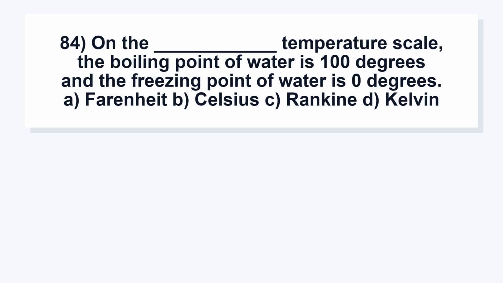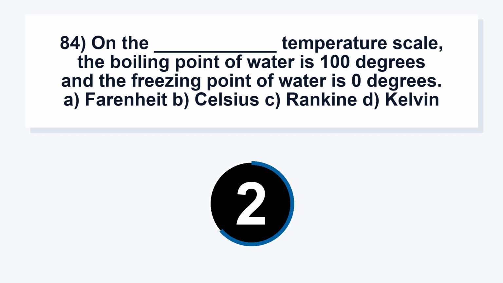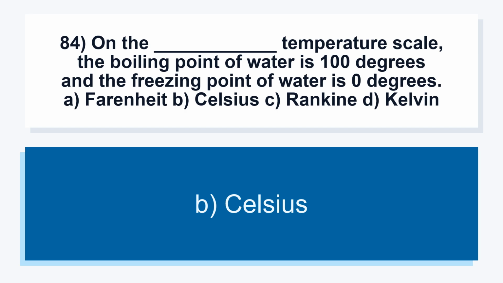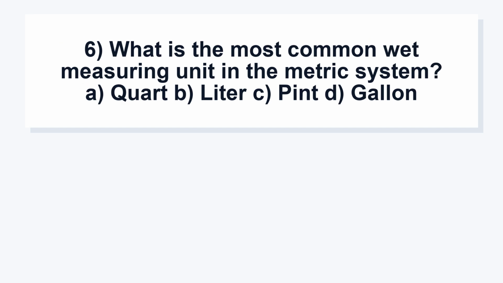84. On the ____ temperature scale, the boiling point of water is 100 degrees and the freezing point of water is 0 degrees. A. Fahrenheit. B. Celsius. C. Rankine. D. Kelvin. B. Celsius.